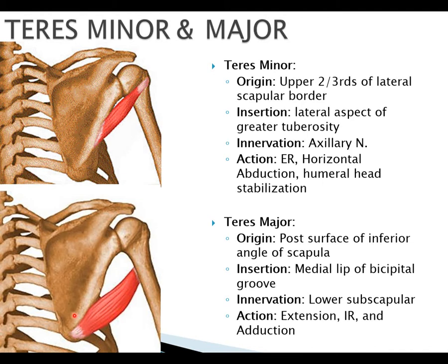It's going to start on the inferior angle of the scapula, then it's going to go around to the front side of the humerus. It's going to actually insert on the medial lip of the bicipital groove. So on the front side of the shoulder, in the bicipital groove, we have our pectoralis major, we have our latissimus dorsi, and we have our teres major. All are going to be inserting in the same location.